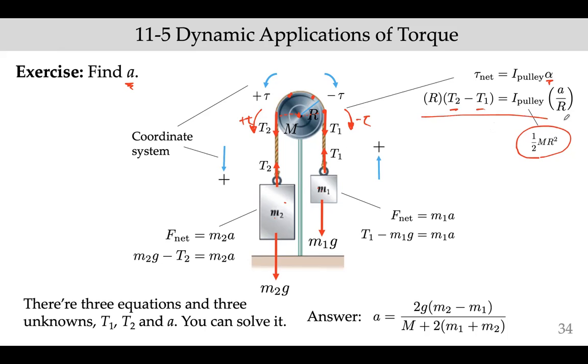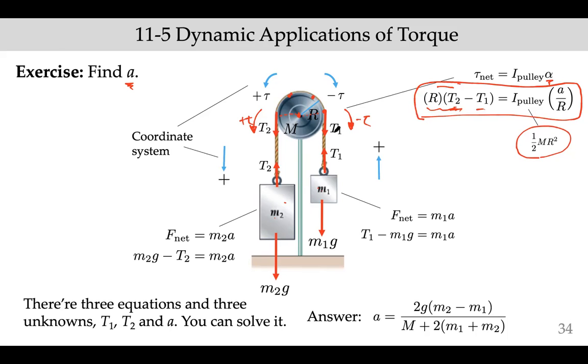So this is our first equation. What is the difference between this one and the one that we wrote in the previous slide? The only difference is this term. In the previous one, it was just negative r times T1, but now, because of the extra force here, we also have this term.